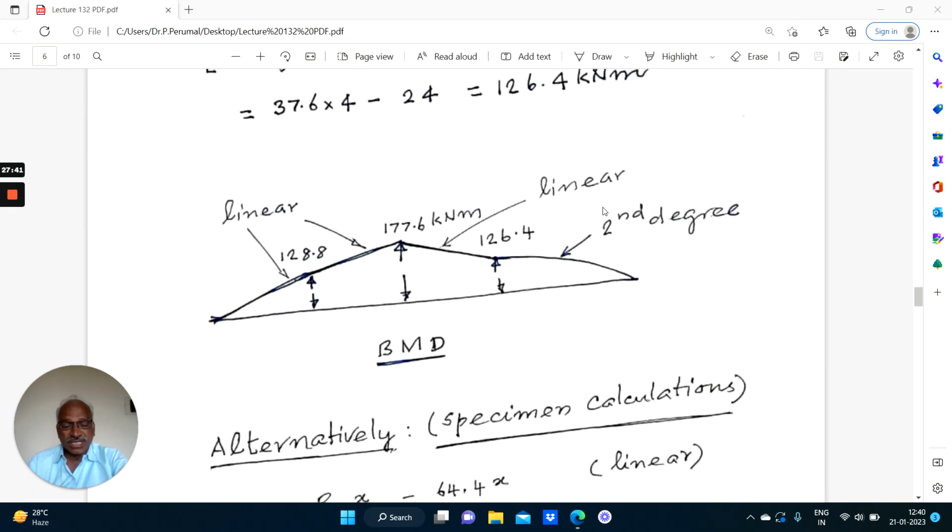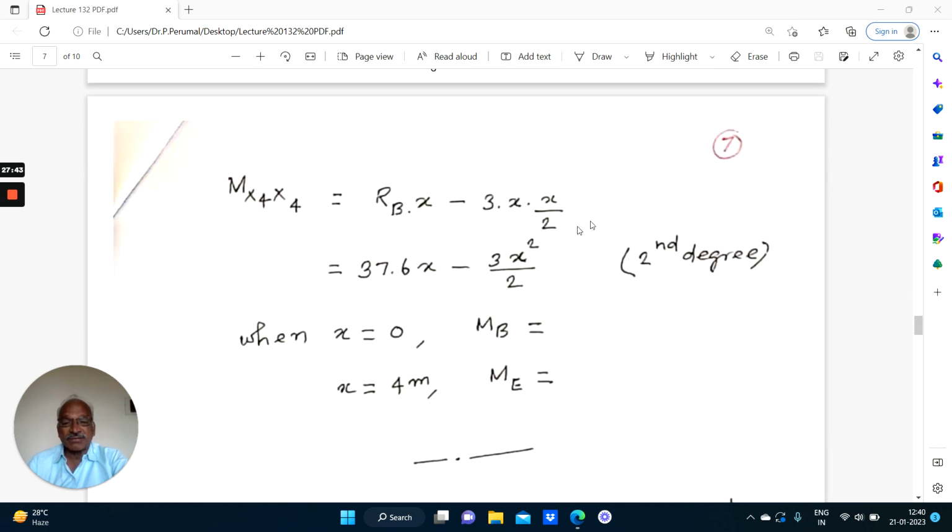Now the viewers can easily understand the meaning of this equation. RB into X minus 3 into X by 2. So the 3x square by 2. So substitute X equal to 0 meters, you will get the bending moment at B. Substitute X equal to 4 meters, you will be getting the value of bending moment at E. You will find that ME, considering the loads to the left of the section as well as considering the load to the right of the section, ME will be the same.